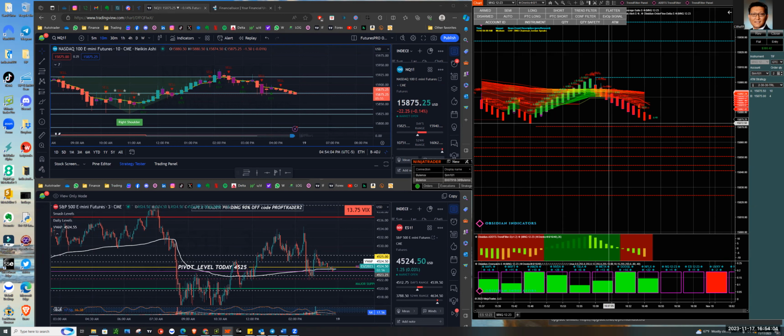So that's the NQ and ES basic setup that I'm presently using thus far. They're not foolproof. They're not money printing machines. It is a tool, no matter what setup that you use.